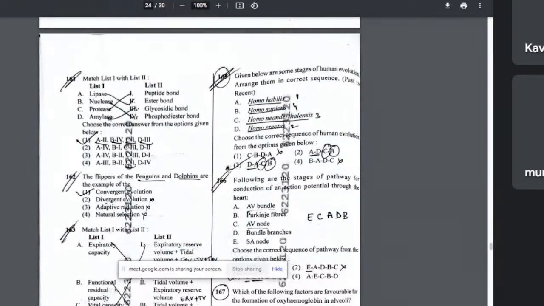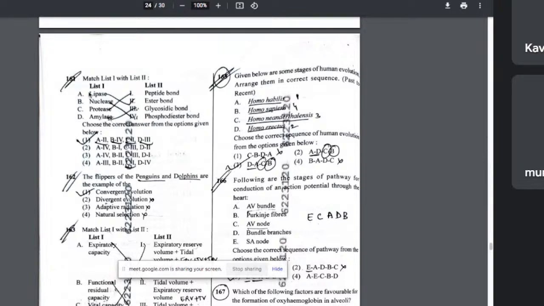Now coming to 161st question. Lipase is an enzyme which will break the lipids. So in lipids, you have ester bonds. Ester bonds are broken by the help of lipase. Similarly, protease is an enzyme which breaks protein. So again, the match here, peptide bonds are broken down by protease. Nuclease is an enzyme which will break DNA, which is joined together by phosphodiester bond. Amylase will break the glycosidic bond.